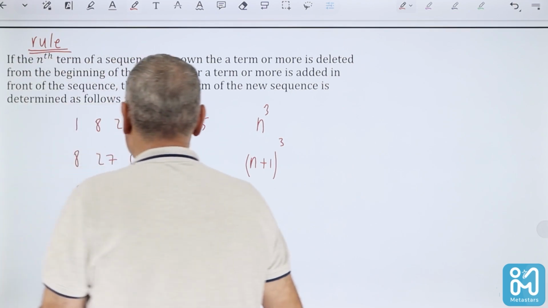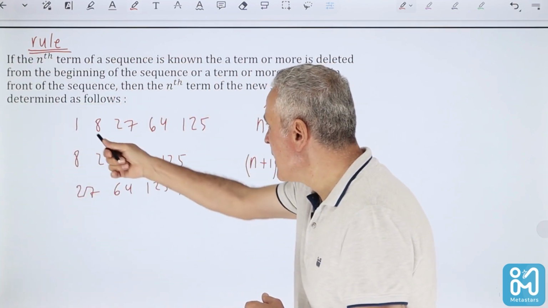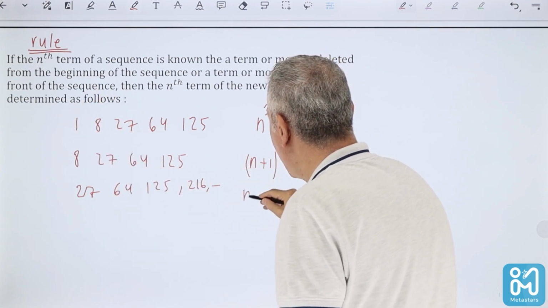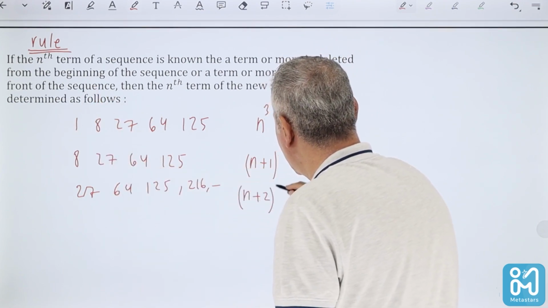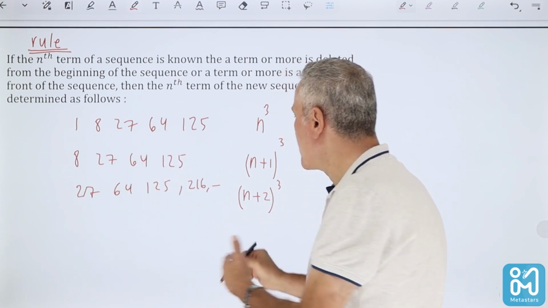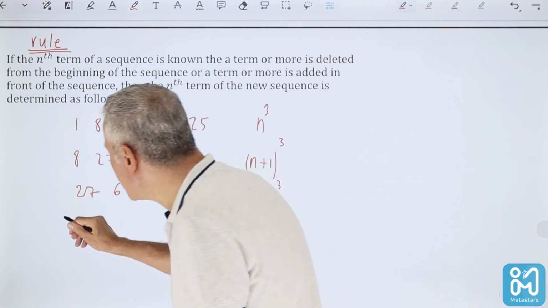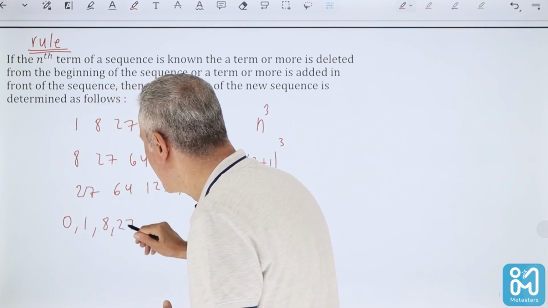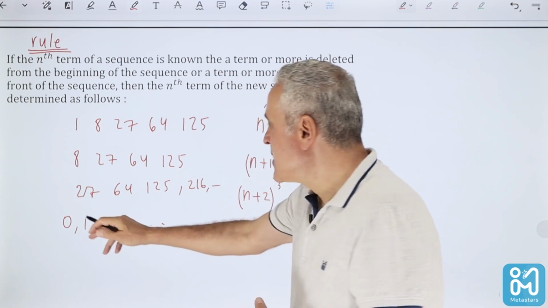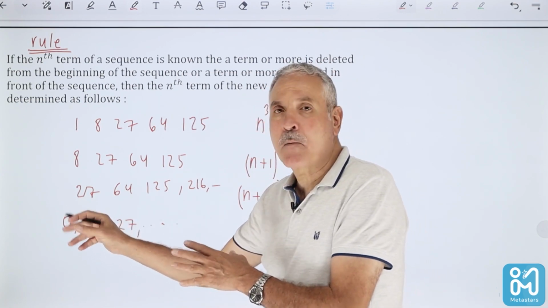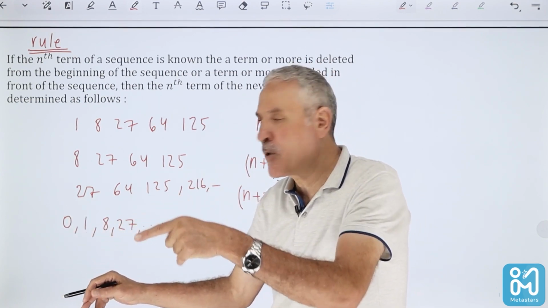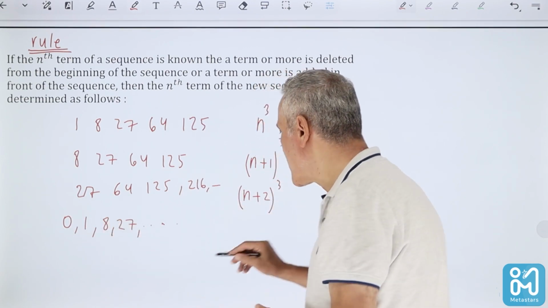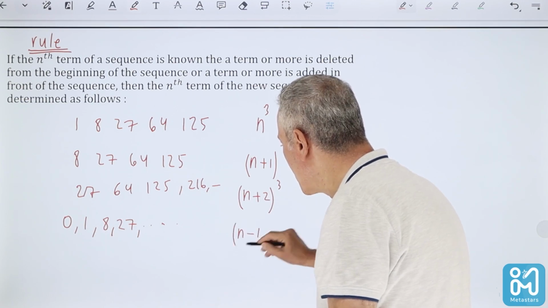Now if we took out 2 values from the original one, our basic one, you'll have n plus 2 cubed, and if you remove 3 values it becomes n plus 3. What about if we put on a value in front of it? This 0 is n, which is 1 minus 1, then you cube. N equals 2 right here, minus 1, you get 1, then you cube. So this is n minus 1 cubed.